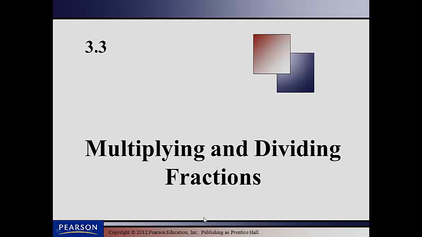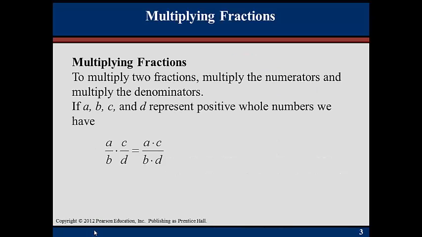We are in 3.3 and we are multiplying and dividing fractions. To multiply fractions together, you multiply the numerators together and then you multiply the denominators together. So if we had the fraction a over b times c over d, we're going to do a times c over b times d.